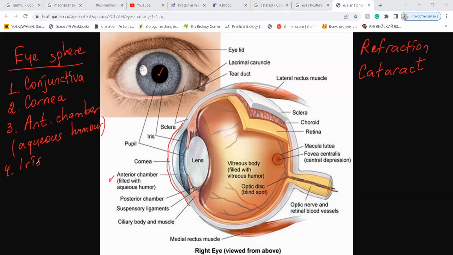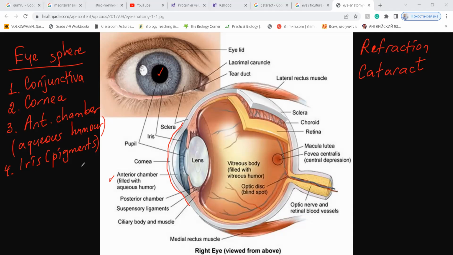Iris. From the picture, you can see that it is a muscular structure, guys, don't forget, and it contains pigments, which give color to our eyes. You know that some people have blue eyes, green, brown, dark colors, for example black eyes. These pigments, as you remember, are related with the melanin level. People who have more melanin will have dark colors. People with less melanin will have light colors.